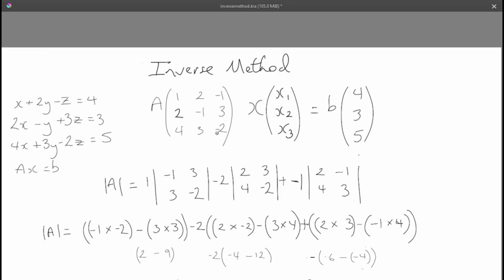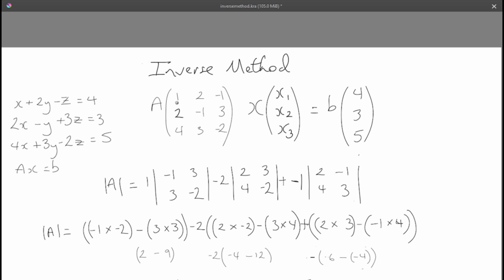Okay, solving a matrix using the inverse method. This is an interesting one. So we want to find x, y, and z using inverse. So we have three equations: 1x, 2y minus z equal 4.